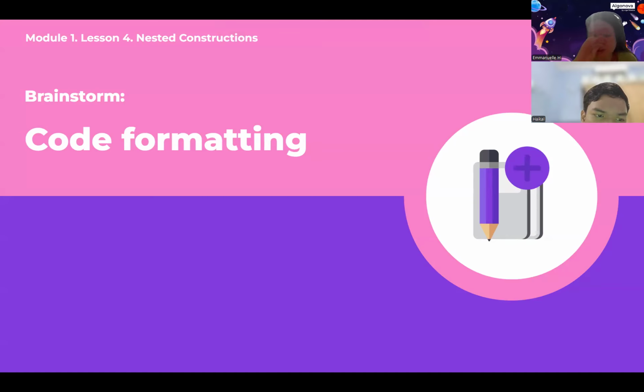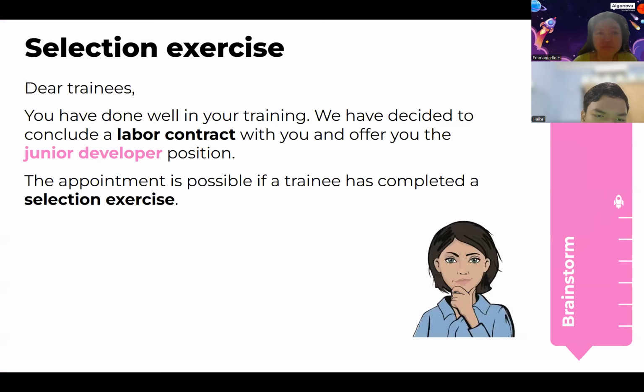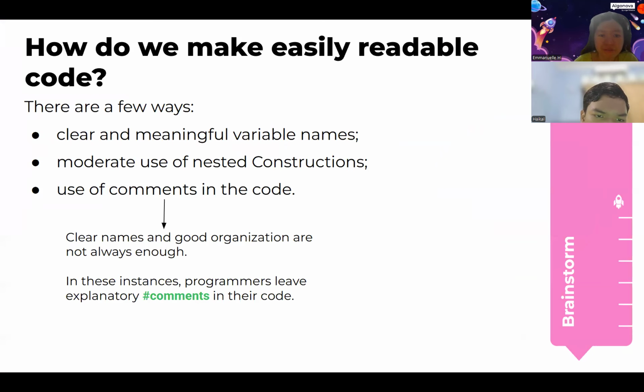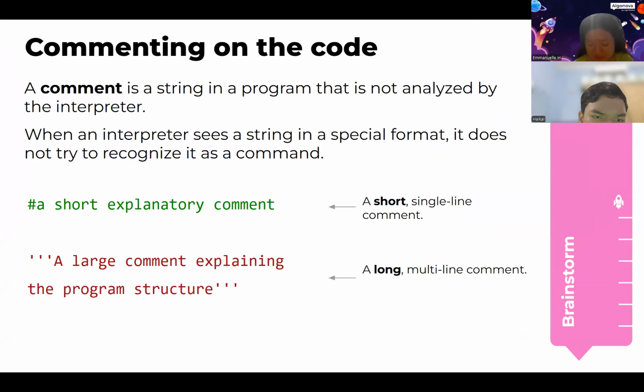Next is code formatting. Usually, if you become a programmer, the one who codes, yeah, the job name is programmer, and you're not only coding, but you also need to document all your coding. What does that mean? You need to explain what you had done or explain your logic inside the code.